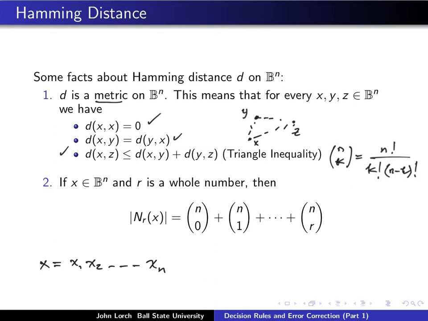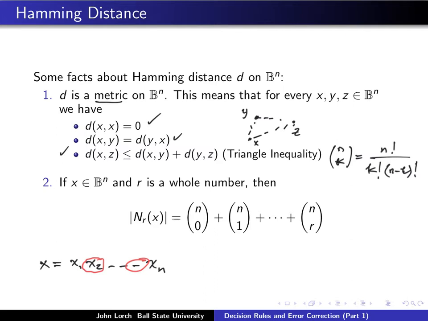Now, how do I count the number of strings of distance exactly 2 from x? Well, I start with my original string x, and then what I've got to do is pick two locations in here, say here and here, where I might change those bits from zeros to ones or vice versa to get another string y that differs from x in exactly 2 places.